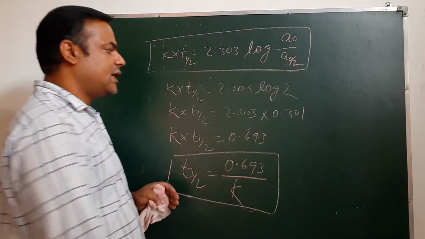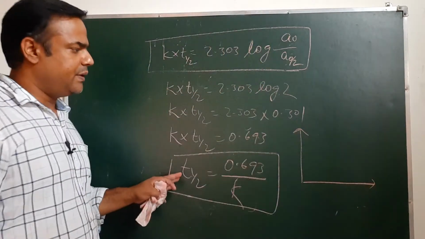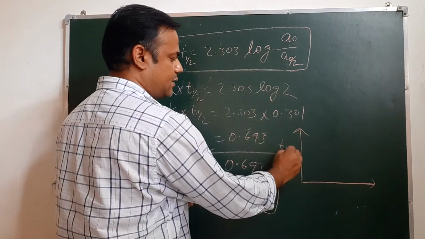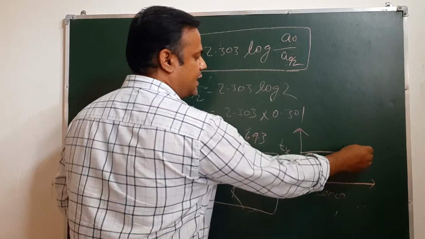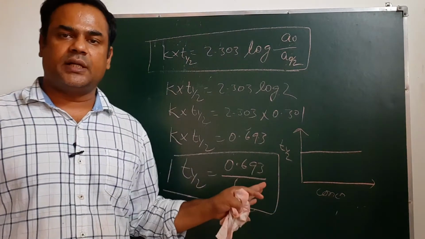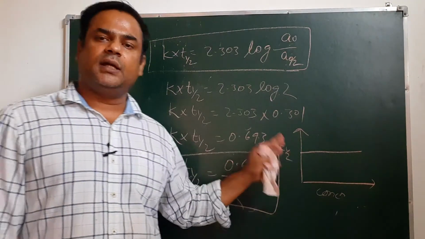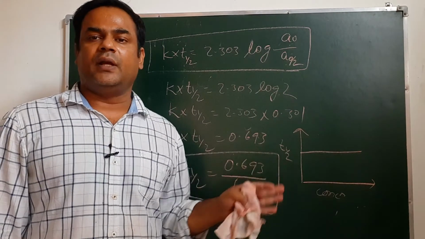So if we plot the graph between half lifetime and concentration, then we'll get a straight line. Why? Because whatever the concentration is, it is not going to affect the half life of first order chemical kinetics.